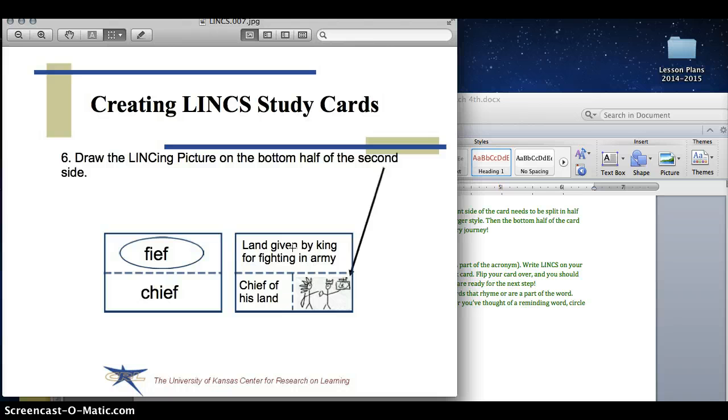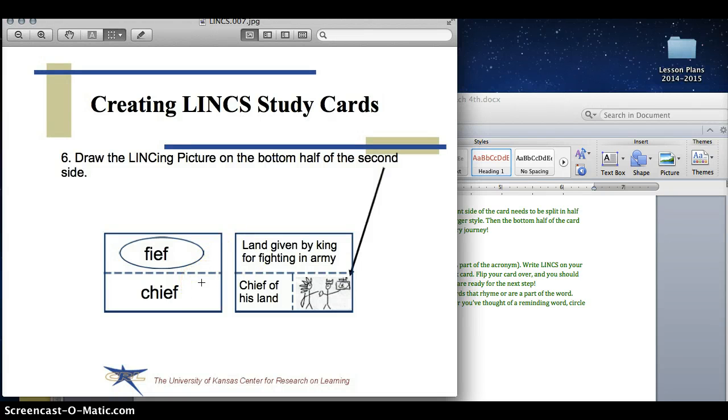And then you flip it over, and on the back you cut it in half hamburger style, and then on the bottom you cut it in half hot dog style. On the top half of the back, you write the definition. So for example, if you have the word fief, you would say, land given by king for fighting an army. This is a simple definition. You want to use definitions that make sense to you.